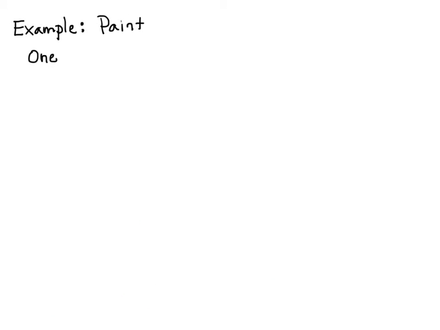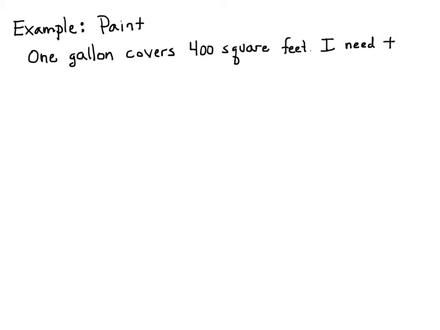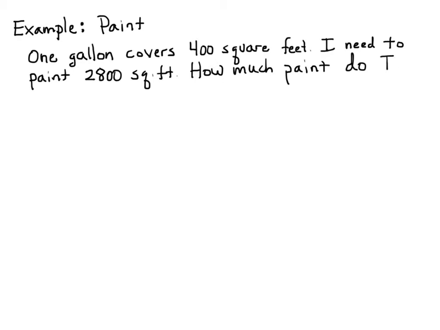Now let's take something that you would relatively easily do in your head, just to show how this works out as a proportionality and not just a real quick calculation. Let's say I want to paint something, and I go into Home Depot and look at a can of paint that says that can will cover 400 square feet. Now, if I need to paint 2,800 square feet, how much paint do I need?